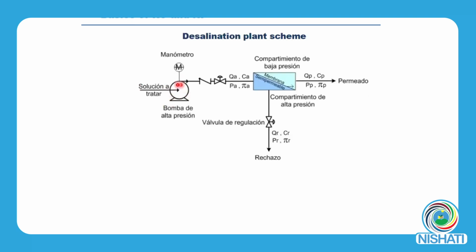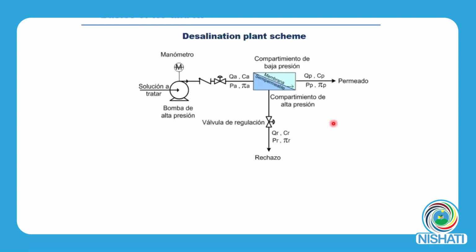So a typical desalination plant scheme is like this. We have the pressure pump, the high pressure pump.